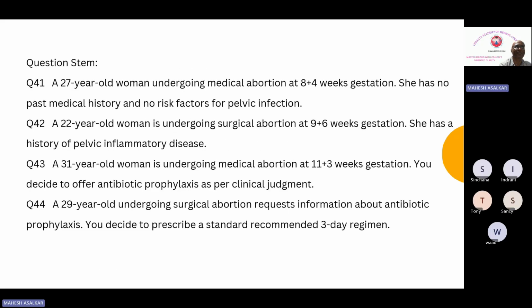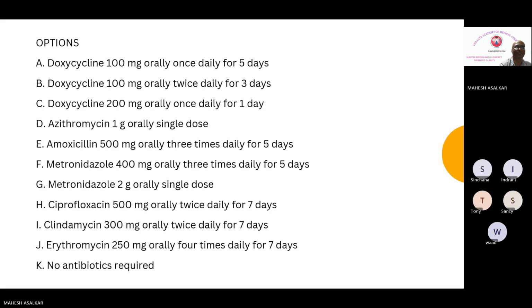Okay, next. A 22-year-old woman is undergoing surgical abortion at 9+6 weeks of gestation. She has history of PID. Doxycycline 100 mg BD for 3 days. Correct.